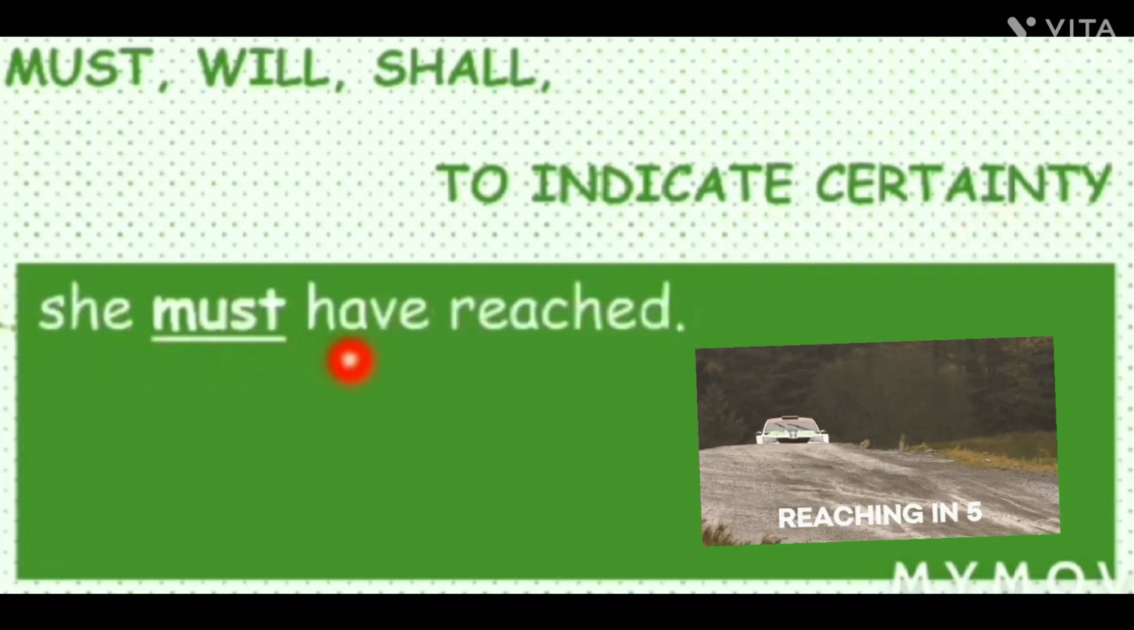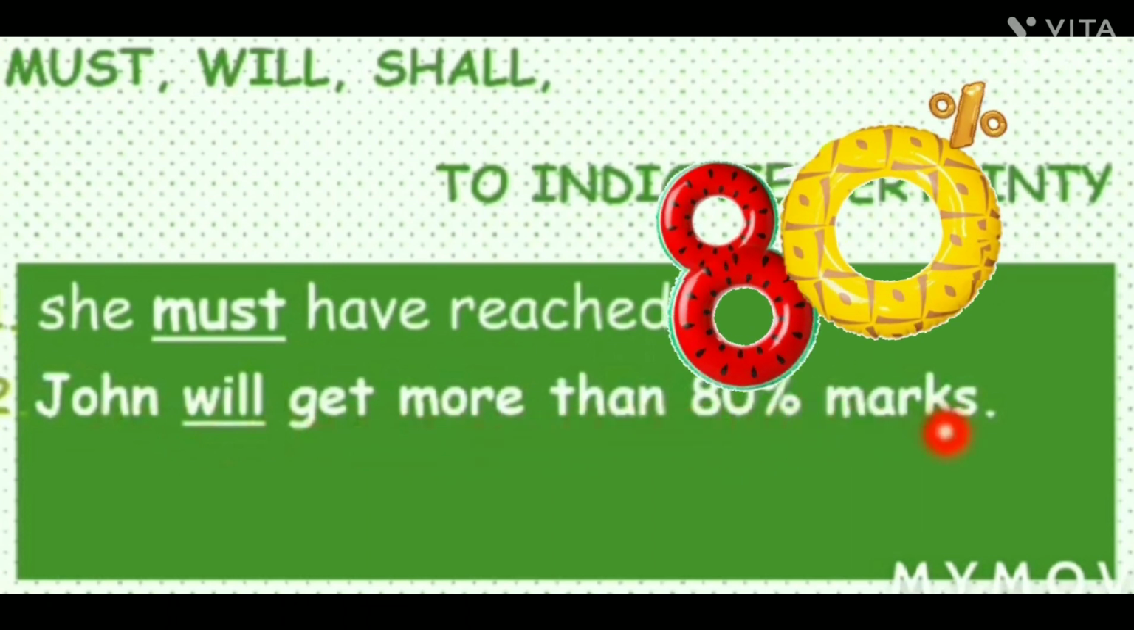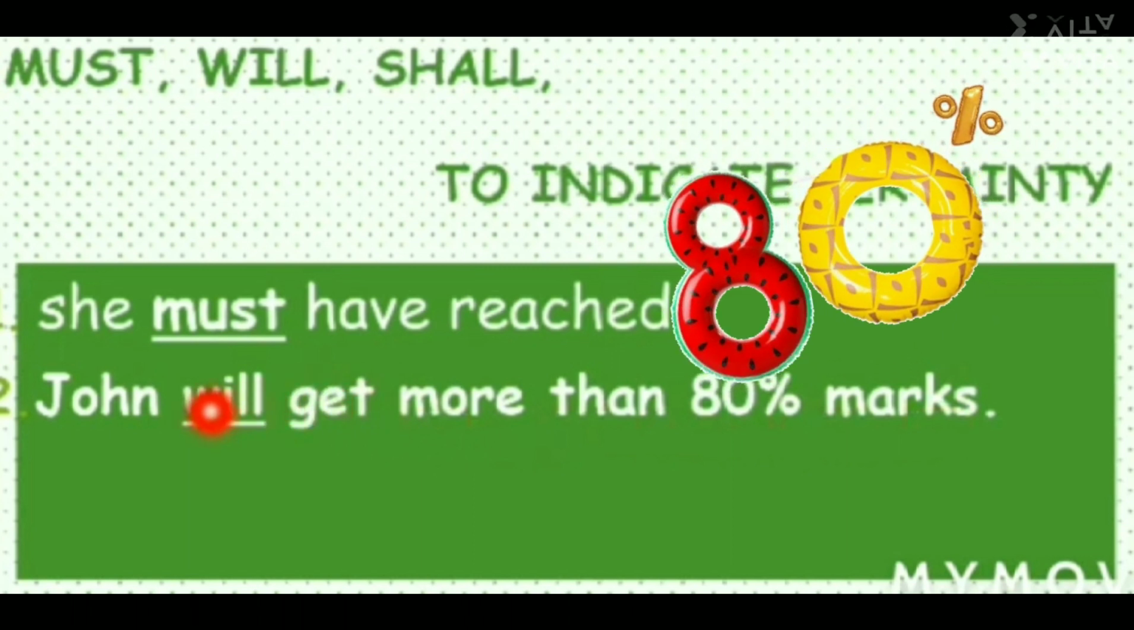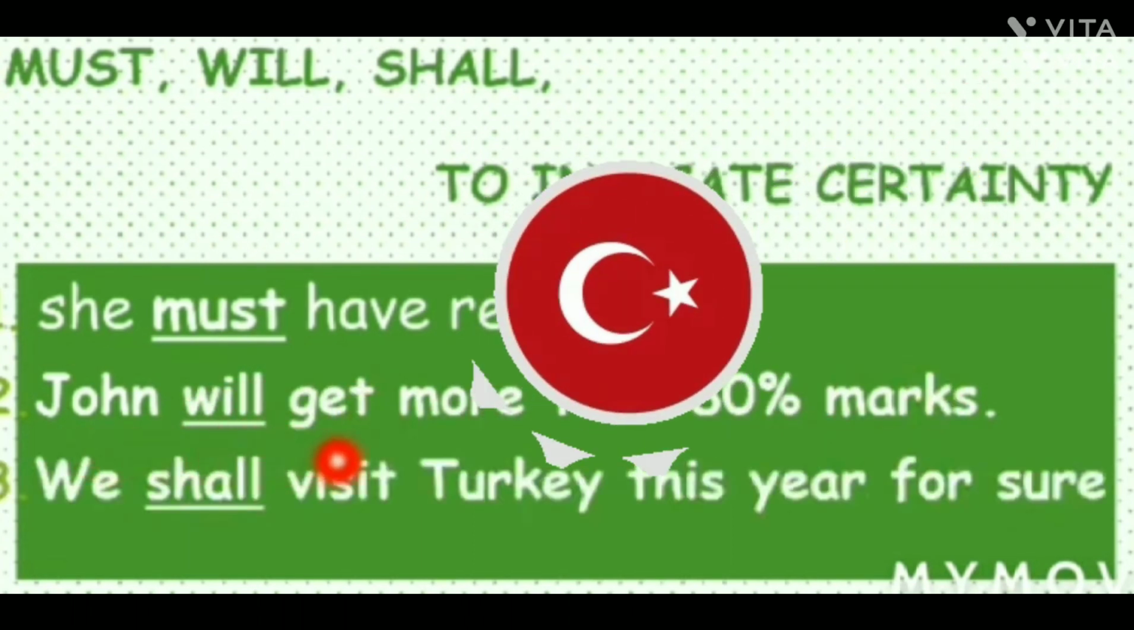Must, will, and shall are used to indicate certainty. She must have reached. John will get more than 80% marks. Certainty and surety about John that he will get 80% marks. Next one, we shall visit Turkey this year for sure. These are the examples of certainty.